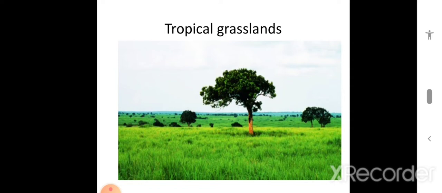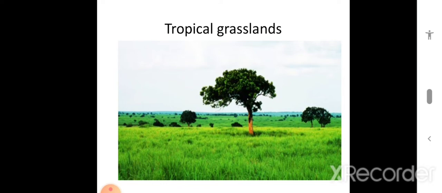This is about tropical grasslands, and what are the features of tropical grasslands? The grasses in the savanna are generally coarse, dry, stiff and hard. They grow very long, with some grasses growing up to 3 to 5 meters. The annual rainfall in this region is about 25 to 75 centimeters and the temperature is very hot. It does not fall below 20 degrees Celsius even in the winter.